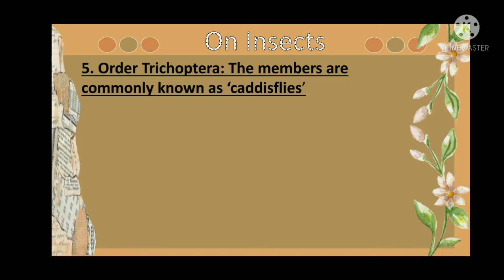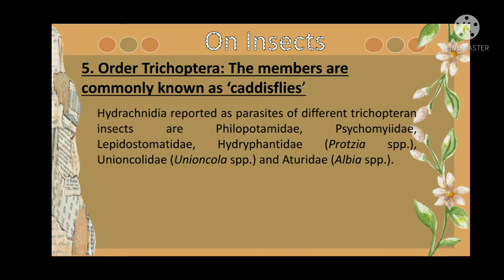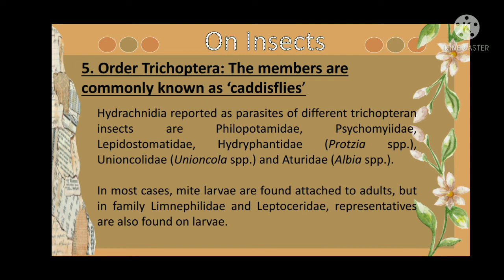Order Trichoptera. The members are commonly known as caddis flies. Hydrachnidia, reported as parasites of different Trichopteran insects, are Philopotamidae, Psychomyiidae, Lepidostomatidae, Hydryphantidae, Unionicolidae, and Arrenuridae. In most cases, mite larvae are found attached to adults, but in families Limnephilidae and Leptoceridae, representatives are also found on larvae.